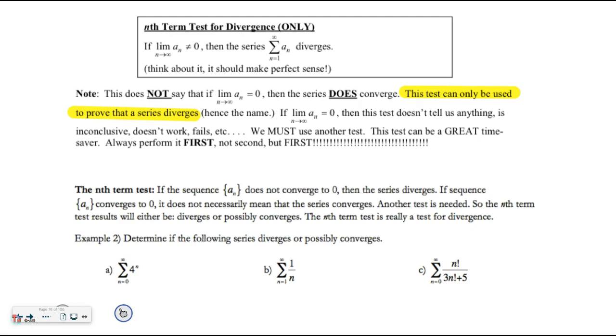So, did you find it? Nth term test. Yeah, it's before this. Sorry, I told you they're a little out of whack. So I'll give you time to find it.